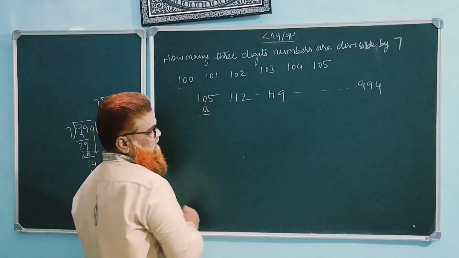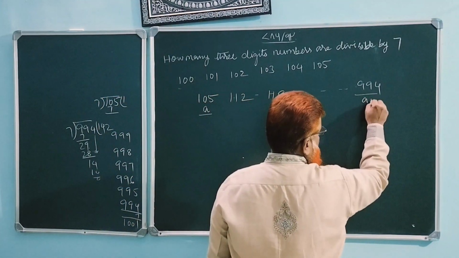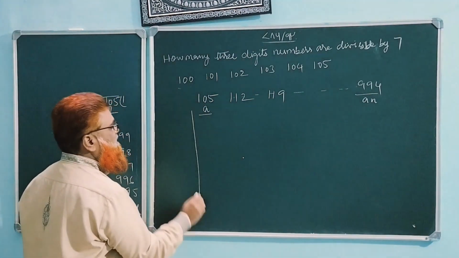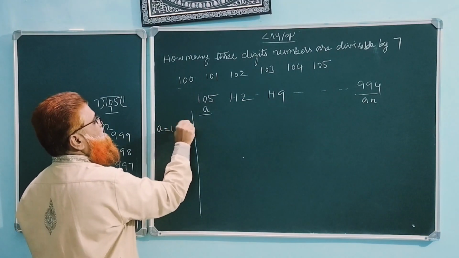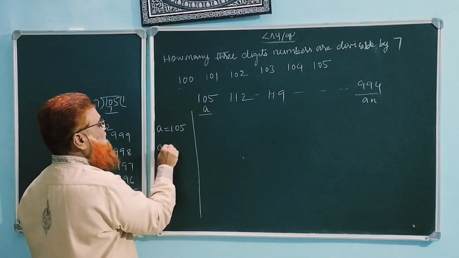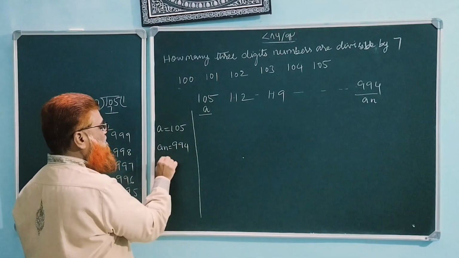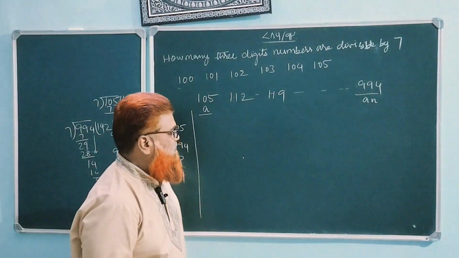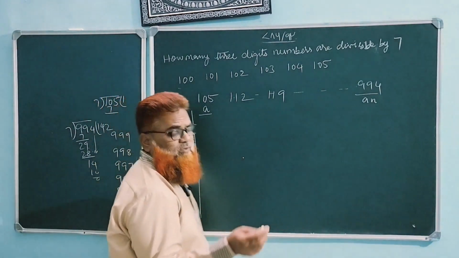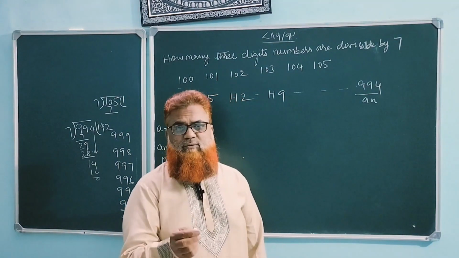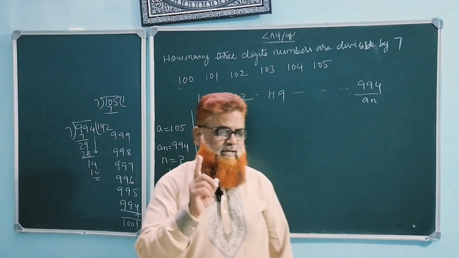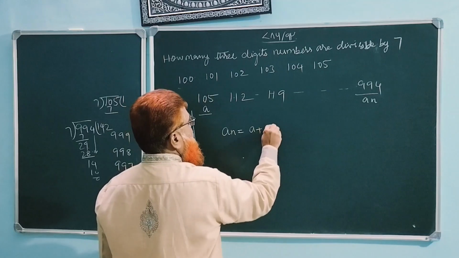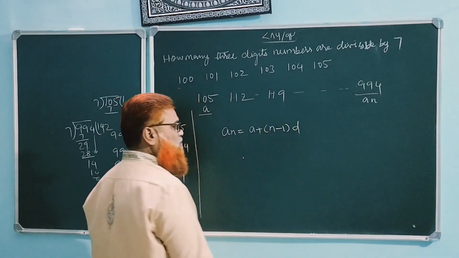So therefore a is 105, and an is 994, isn't it? So make a list of what is given and what is not given. a is given as 105 and an is given as 994. n we have to find, and d will be 7, the common difference. What should we do? First we have to write the an formula. an is equal to a plus n minus 1 into d. Don't forget, it is very important.